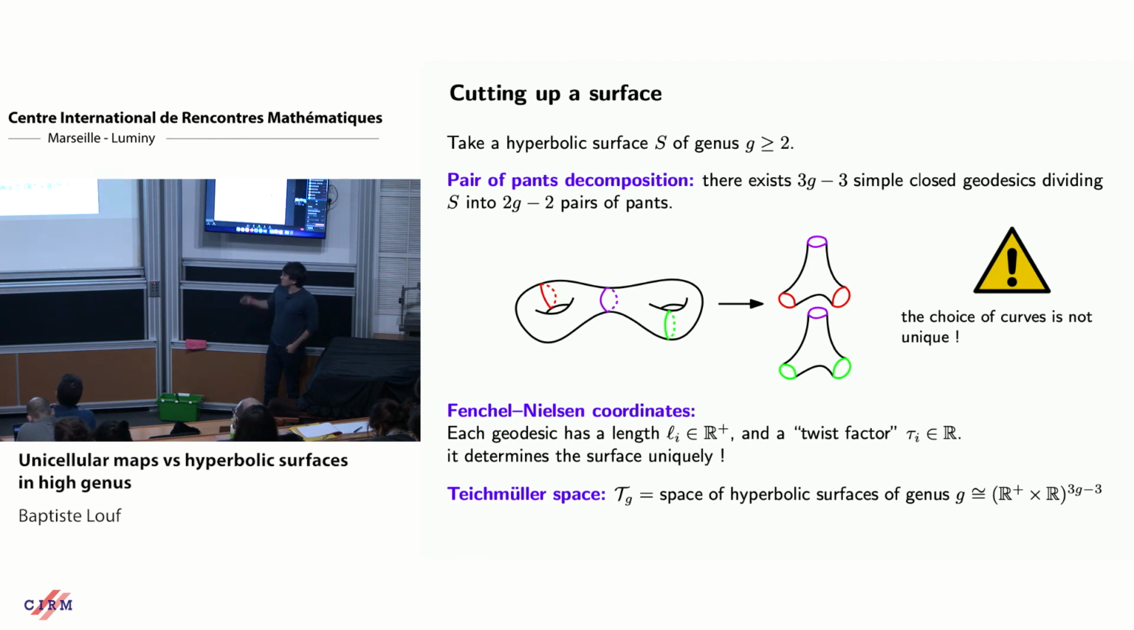And then you can cook up a space of all the hyperbolic surfaces of genus G. It's called the Teichmüller space. It's just isomorphic to R plus to the 3G minus 3 times R to the 3G minus 3. And that's a space of hyperbolic surfaces. Although the parameterization still depends on this choice of curves. All right.